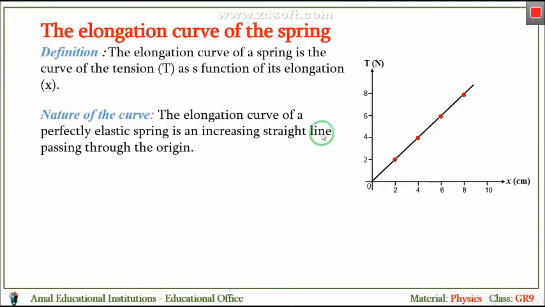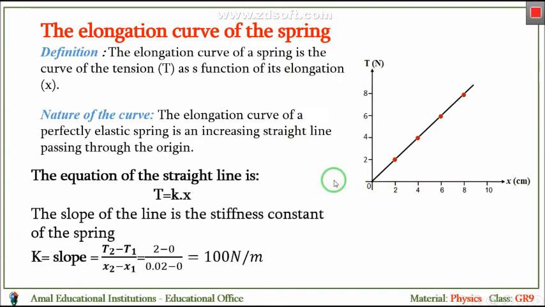Now we are going to talk about the elongation curve of the spring. The elongation curve of the spring is the curve of the tension force as a function of its elongation x. As shown in the adjacent figure, this curve shows the variation of the tension force in Newton as a function of its elongation x in centimeter. As we noticed from the following curve, the curve of a perfectly elastic spring is an increasing straight line passing through the origin, which verifies Hooke's law.